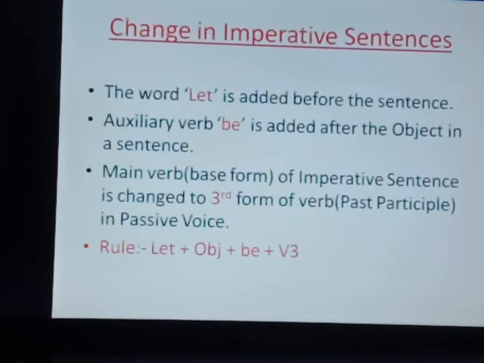We can change imperative sentences by following these rules. First rule is the word let is added before the sentence. Second rule, the auxiliary verb be is added after the object in the sentence. Last rule, the main verb, that means the base form of the imperative verb, is changed to the third form of the verb, that means past participle, in a passive voice.